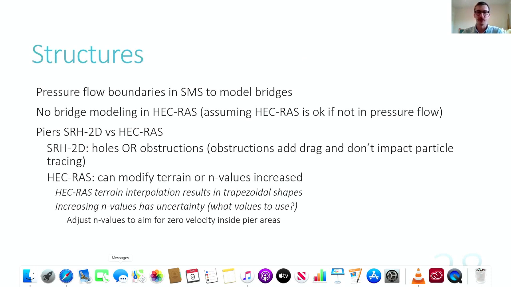And for HEC-RAS, you don't even have the option to directly input piers because HEC-RAS isn't set up to model bridges currently. So you need to manipulate something. You can modify your terrain or you can increase your N values. And we decided to increase N values. And one of the reasons is because when you modify terrain, it doesn't seem to have the level of precision that an N value override polygon would represent because of the way that it interpolates the terrain within that area of the pier.